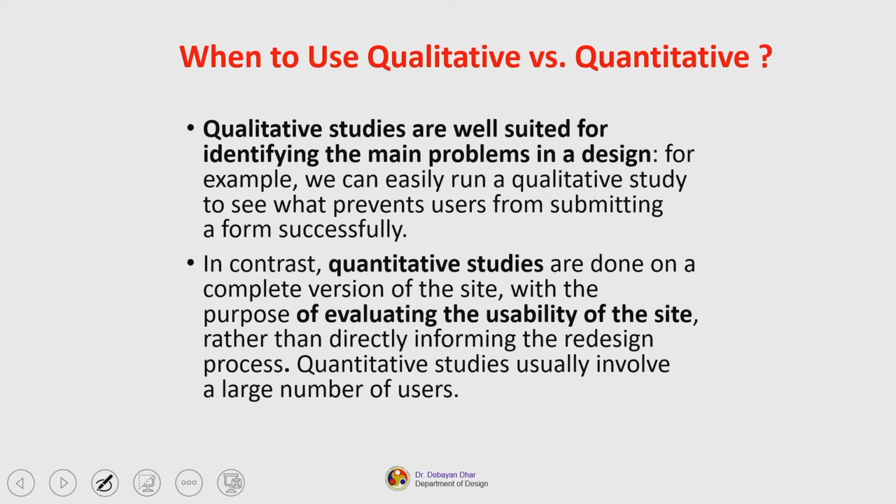For example, we can easily run a qualitative study to see what prevents users from submitting a form successfully. You have designed an online form and you see that people are not able to complete or successfully submit the form. You can do a qualitative study, an interview, or a contextual inquiry, an observational technique, to see what is the issue with that form, with the users, and why they are not able to complete the task.